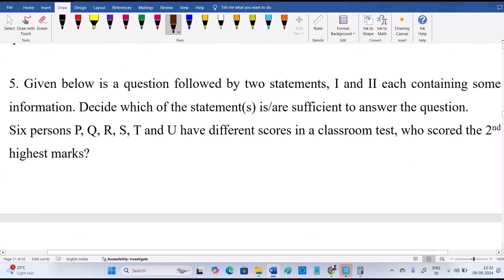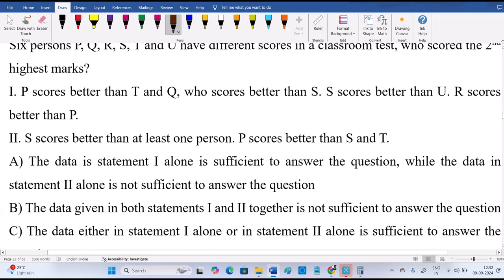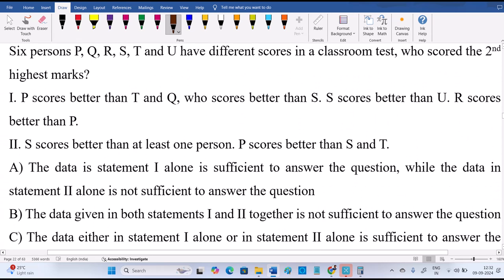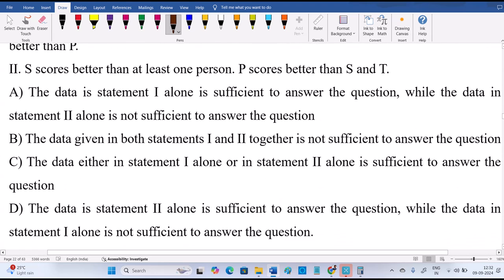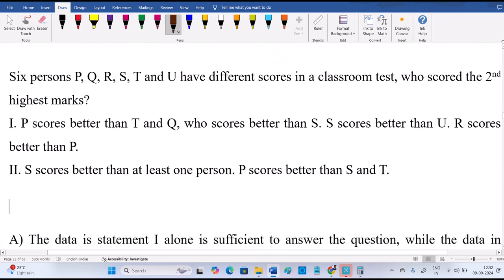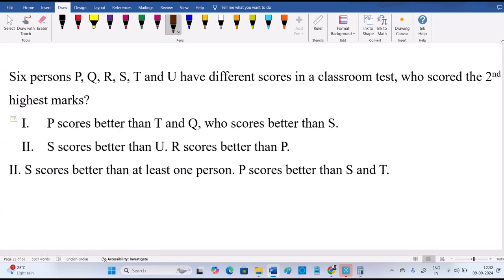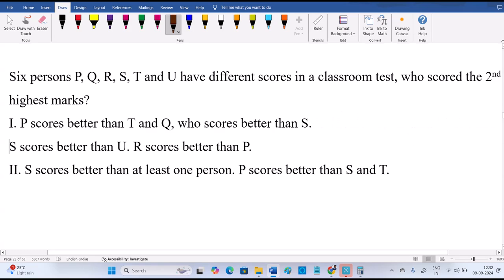Next one: who got the second highest? One alone, two alone, together not sufficient, either one or two. Later we'll focus on the options. So guys, see here. Can you do one alone? Can you do two alone? P scores better than T and Q. Who scores better than S? This who is related to Q?